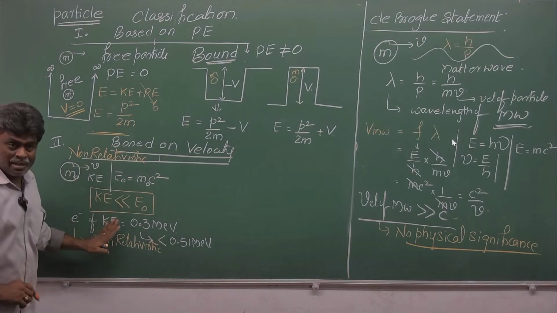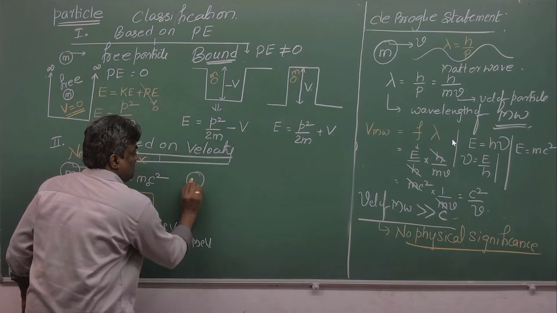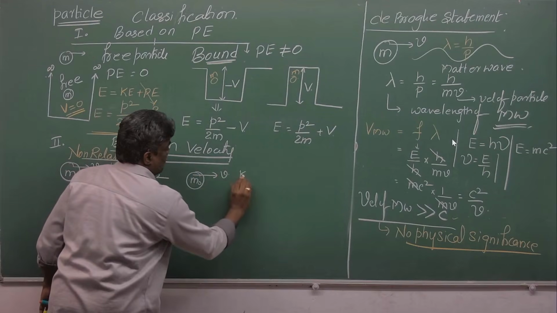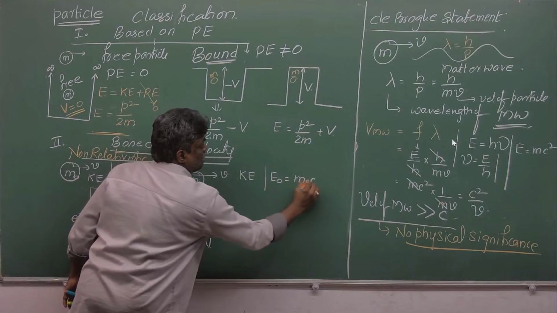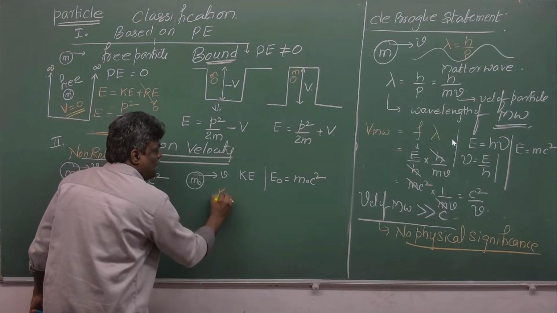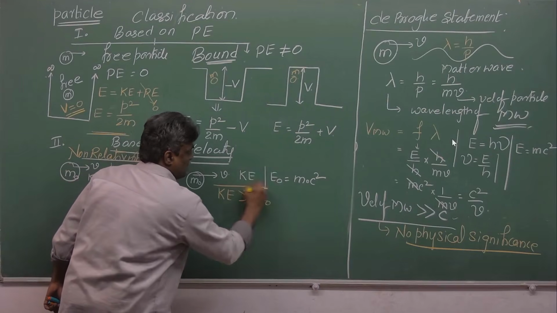Now I hope everybody understands this. Next one. The same particle m naught is moving with velocity v. It is having some kinetic energy and of course rest energy, which is m naught c square. Now see here, kinetic energy is very much greater than rest energy.